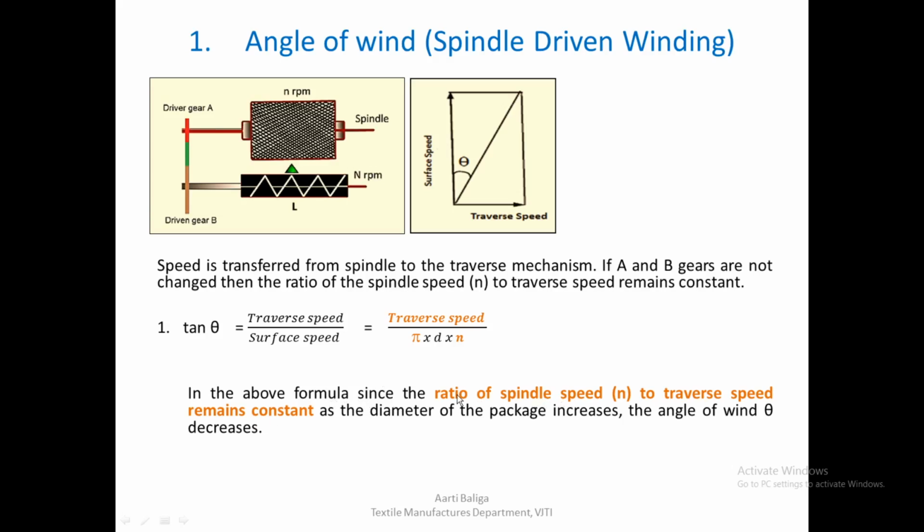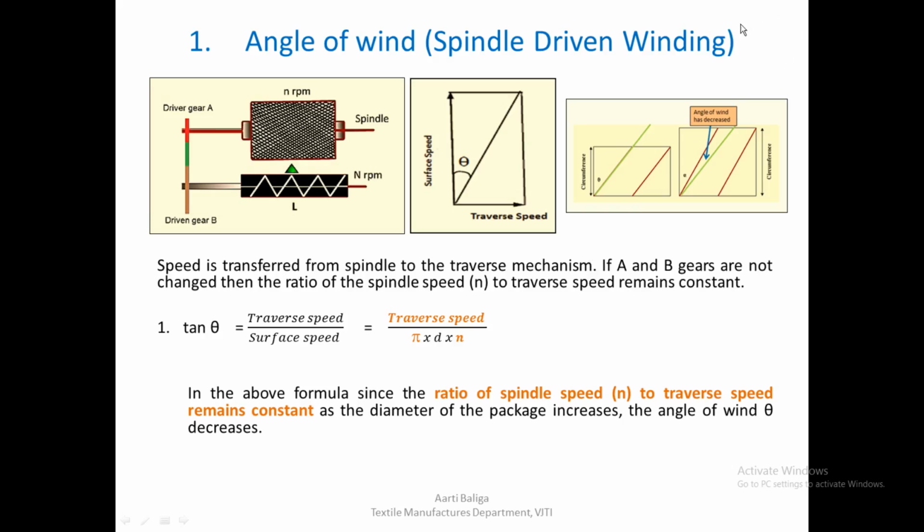In the above formula, since the ratio of spindle speed to traverse speed, that is n and the traverse speed given here, will remain constant, and pi is a constant, we can say that tan theta will basically depend upon the diameter of the package. Since the ratio remains constant, as the diameter of the package increases, that means as d increases in the denominator, the angle of wind theta decreases. In the case of drum driven, we saw that the angle would remain constant, but in case of spindle driven, the angle of wind will go on reducing.